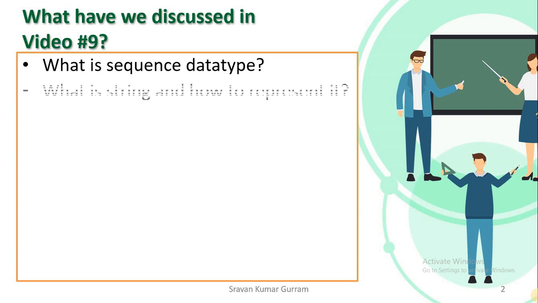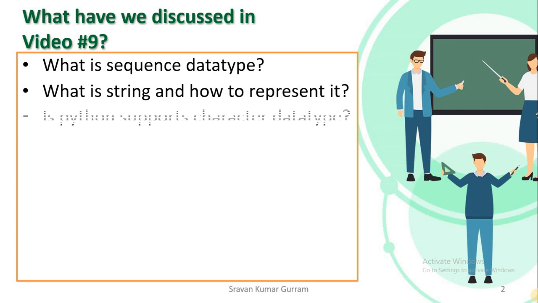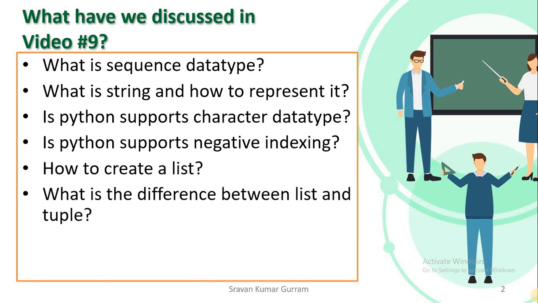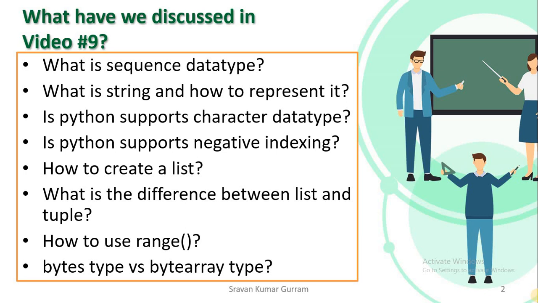What is sequence data type? What is a string and how to represent it? Does Python support character data type? Does Python support negative indexing? How to create a list? What is the difference between list and tuple? How to use range method? And what is the difference between bytes data type and byte array data type?